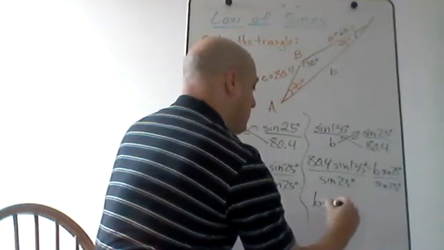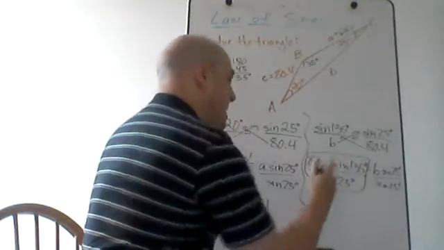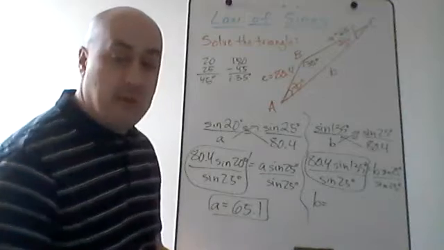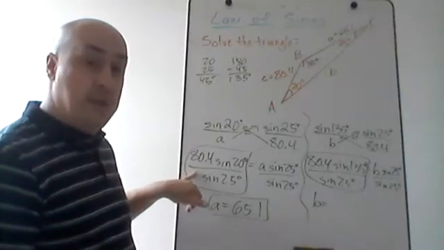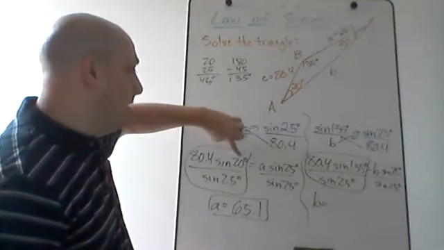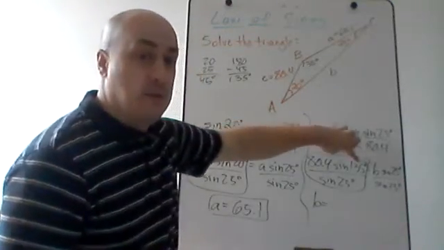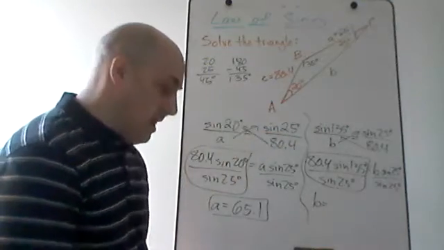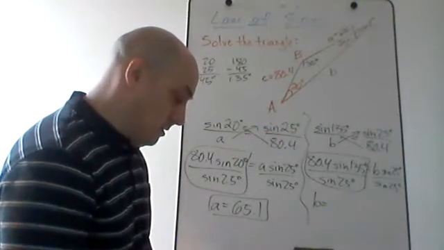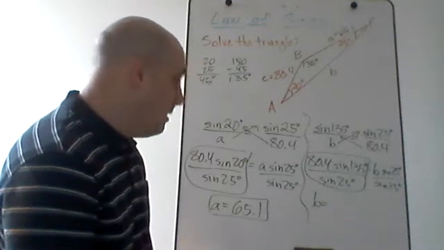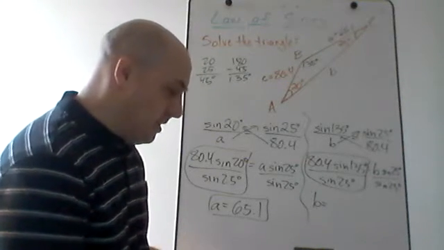All right, so side B is going to be 80.4 times the sine of 135 divided by the sine of 25, right? And notice, it's almost the same thing that we had over here for side A. The only difference is here we had a sine of 20 degrees. Here we have sine of 135 because I used a different angle. This is angle B, this one's angle A. The rest of my result looks exactly the same. So 80.4 times sine of 135, close parentheses, divided by sine of 25.